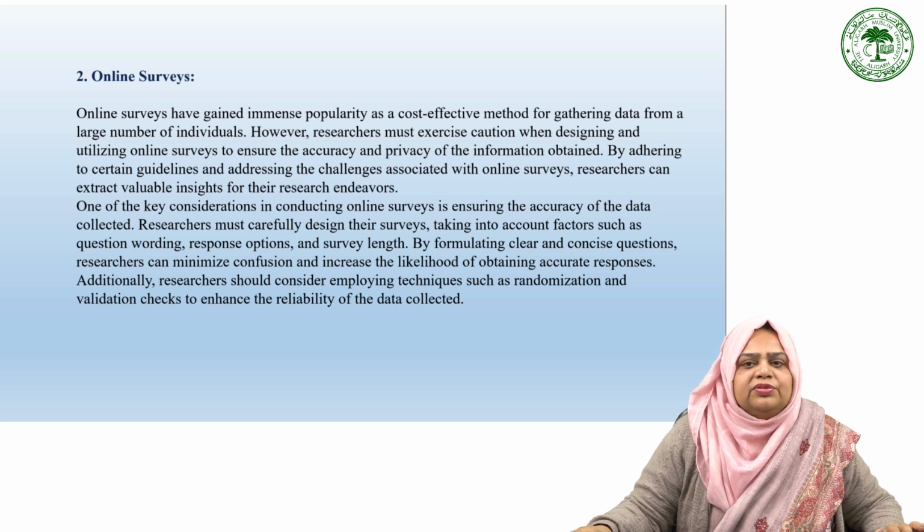One crucial aspect to consider when conducting an online survey is the accuracy of the information obtained. Researchers must design their surveys thoughtfully, taking into account factors such as the phrasing of questions, the available answer options, and the length of the survey. By formulating clear and easily understandable questions, researchers can prevent confusion and elicit more accurate responses. Additionally, techniques like randomizing the order of questions and cross checking answers can be employed to enhance the reliability of the data collected.